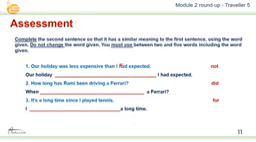Now it's time for the assessment. Complete the second sentence so that it has similar meaning to the first sentence. Using the word given, do not change the word given. You must use between 2 up to 5 words, including the word given. You can see 3 different sentences. You can see the words given on the right hand side.